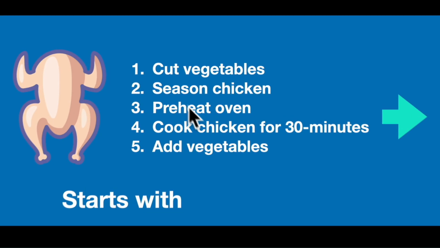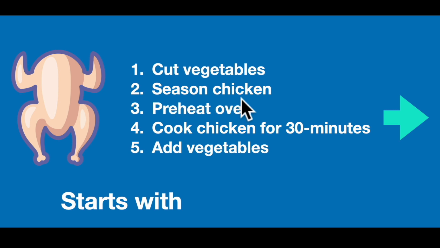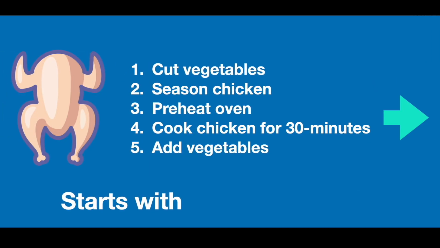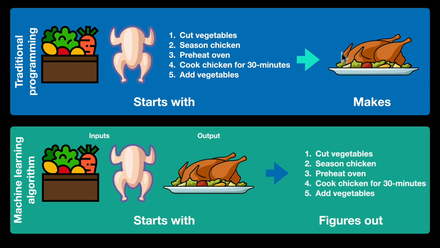You might go step 1, cut the vegetables. Step 2, season the chicken. Step 3, get the oven preheated. What temperature? Who knows? That's up to you. That might be a passed down recipe from your Sicilian grandmother. Cook the chicken for 30 minutes, add vegetables, and then if you've done all this correctly, if you've started with the right ingredients, you've started with the right rules that you've programmed yourself, you might end up with this beautiful roast chicken.